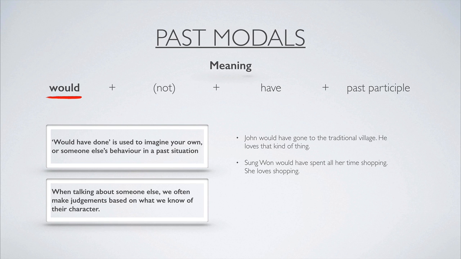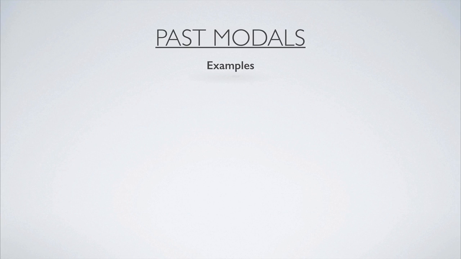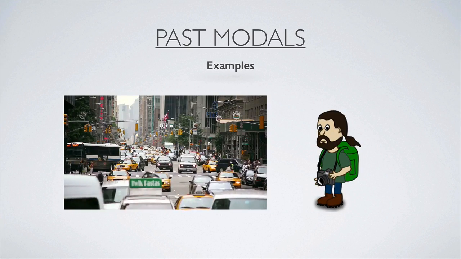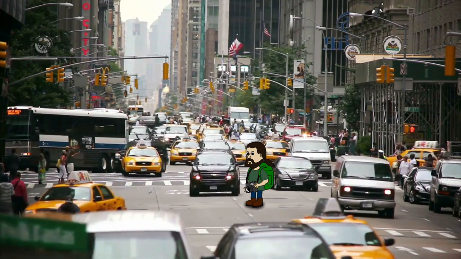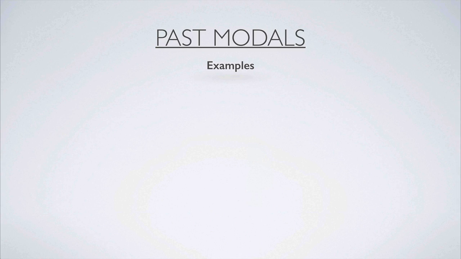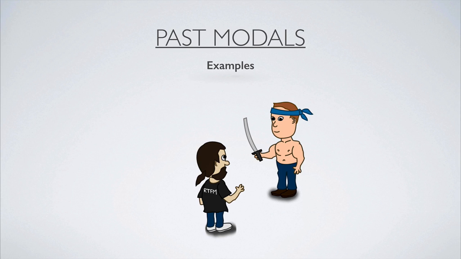Sung-won would have spent all her time shopping. She loves shopping. Andy would have gone to the countryside. He hates the hustle and bustle of the big city. Consider this example. My friend Henry went to New York City a little while ago. Late at night, when he was going back to his hotel, he decided to cut through Central Park, where he met a thieving ninja who stole all his money.